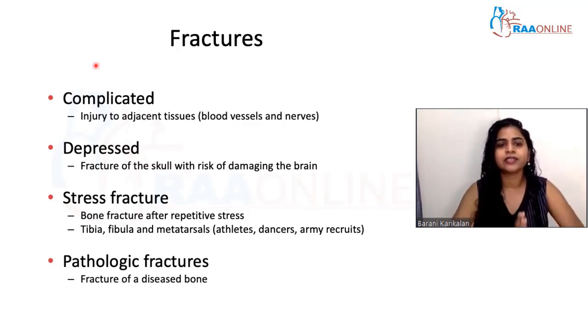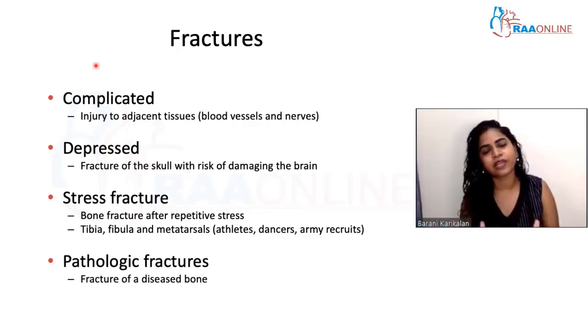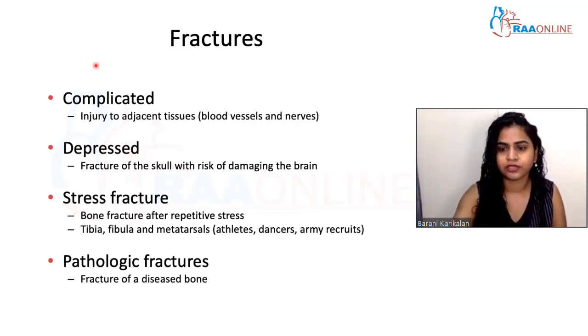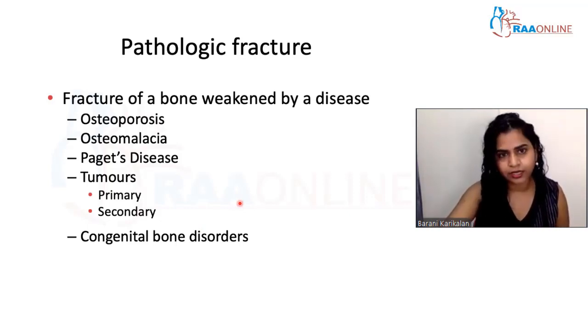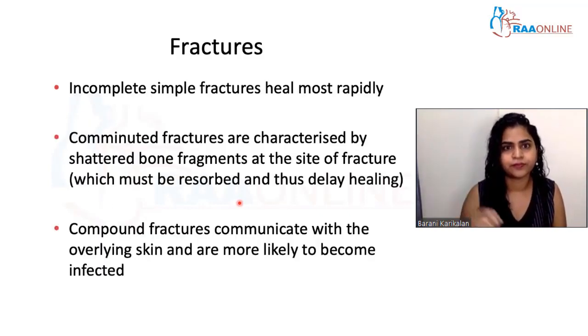And pathological fracture is a fracture in any diseased bone. Any metabolic disease, even osteomyelitis or bone tumors, any disease which has caused the fracture of a bone is a pathological fracture. These are examples of the diseases that can result in bone fracture. It can be any disease, even osteoporosis, any metabolic bone disease, osteomalacia, even tumors, even congenital bone disorders. So whenever the bone is diseased and weakened and that has resulted in fracture, then it is a pathologic fracture.